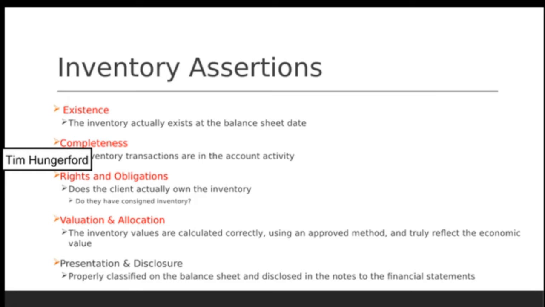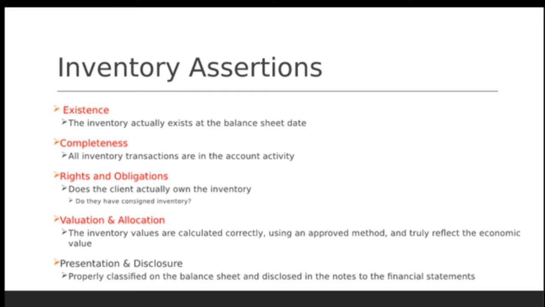Inventory assertions. So a lot of important things in here when it comes to inventory. First off, existence. Does that inventory actually exist at the balance sheet date? Is it really out there? Next would be completeness. Do we have all the inventory transactions included in our inventory account activity? Do we have rights and obligations to that inventory? Is it ours? Is that consigned inventory that someone else has given us to sell?